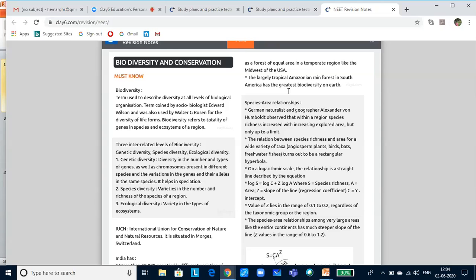Species diversity is the variety of species within a region. It indicates the species richness in any habitat. For example, if you look, the Western Ghats have a greater amphibian species diversity than the Eastern Ghats.